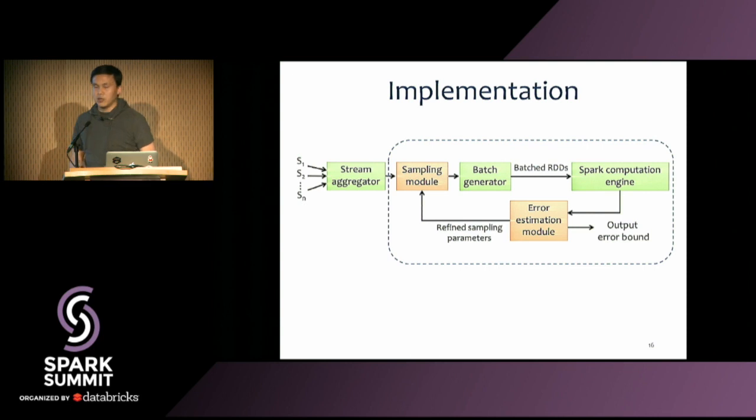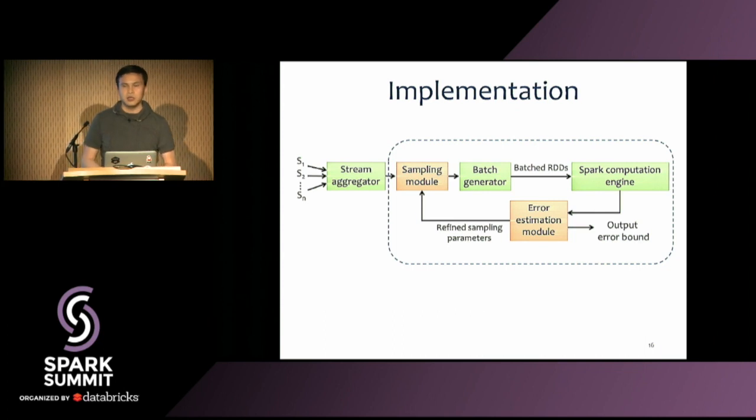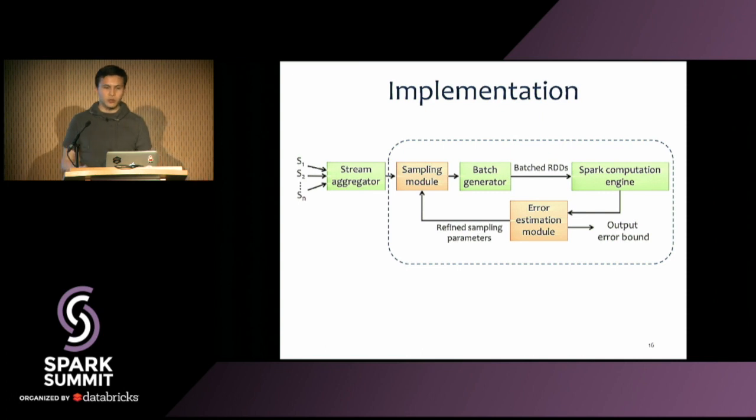And we also implemented the error estimation module that allows us to calculate the error bound on the approximate result and provide the error bound for the user. This module also verifies that the approximate result satisfies the user's accuracy requirement. And if not, the system will activate the feedback mechanism to redefine the sampling fraction.